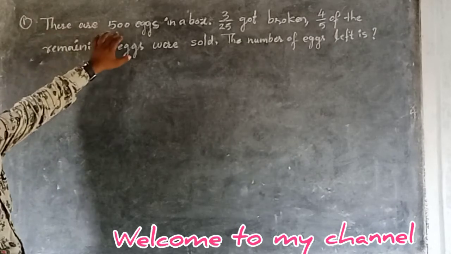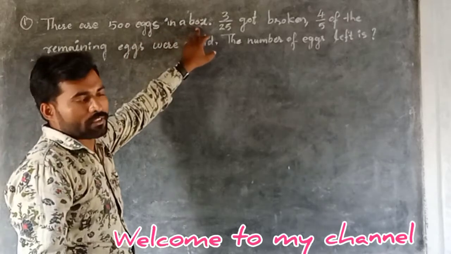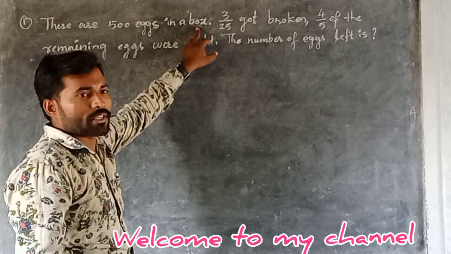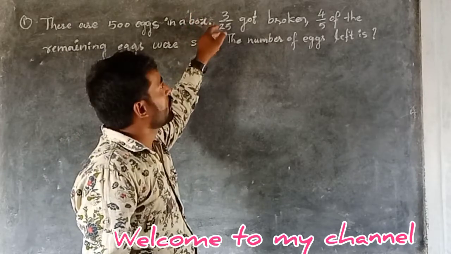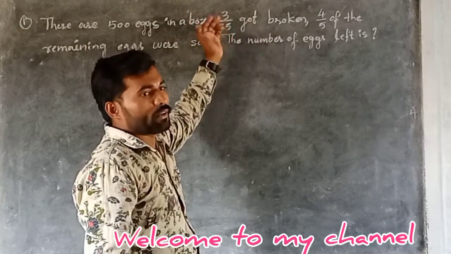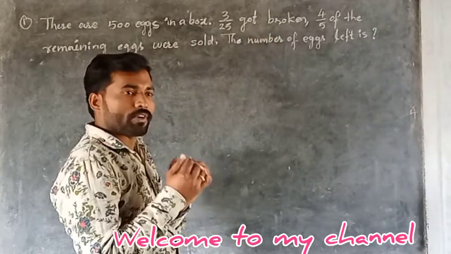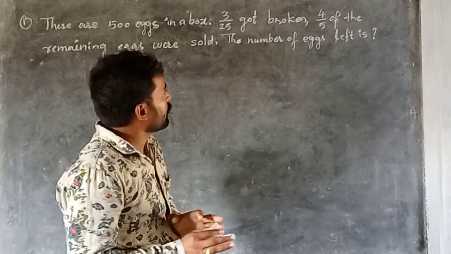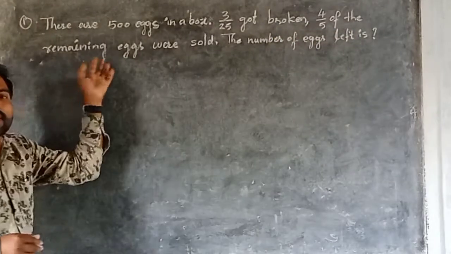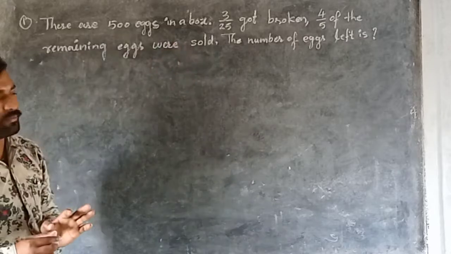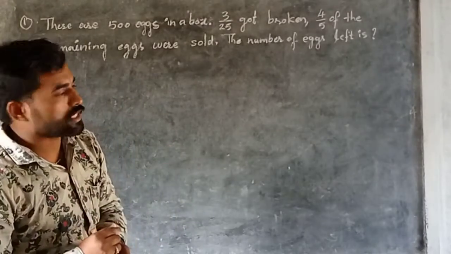There are 500 eggs in a box. 3 by 25 of them got broken. And 4 by 5 of the remaining eggs were sold. The number of eggs left is?